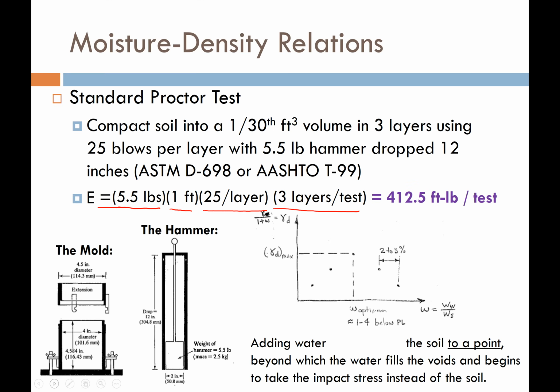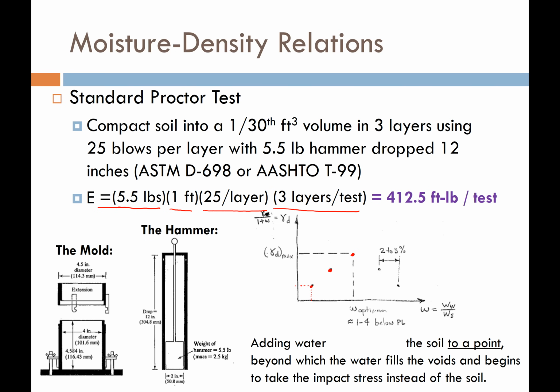So then what we're going to do is plot dry density versus the moisture content in the mold. And so we get a single point. Then we're going to start all over, add more moisture to the soil, repeat the test, and get another point. Then we're going to start over again, add more moisture, repeat the test, and get another point. What we're doing is creating a series of points of dry density of the soil in the mold versus the moisture content.